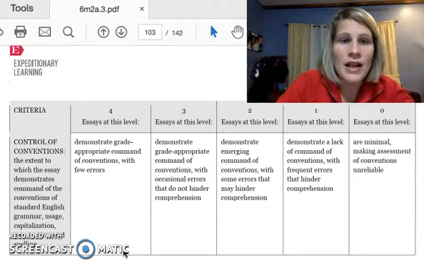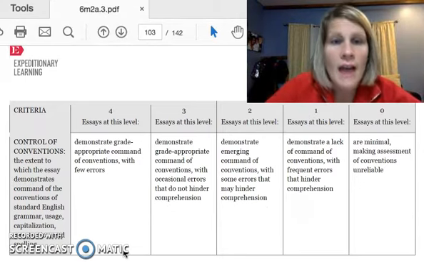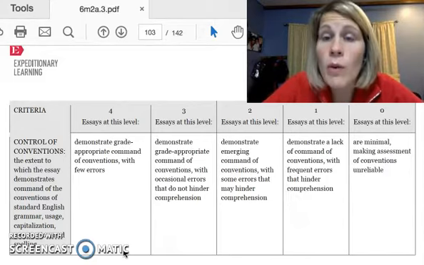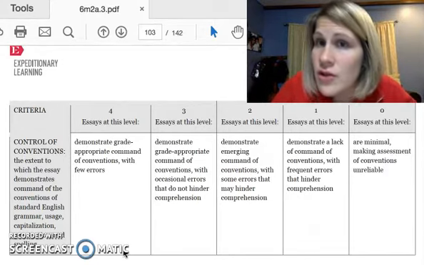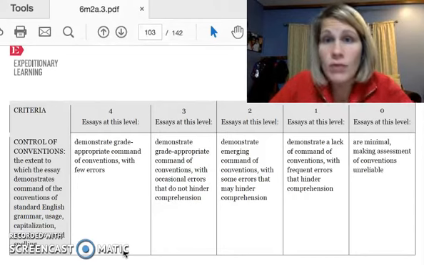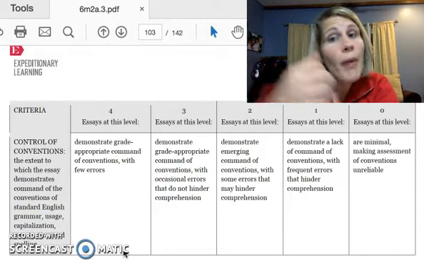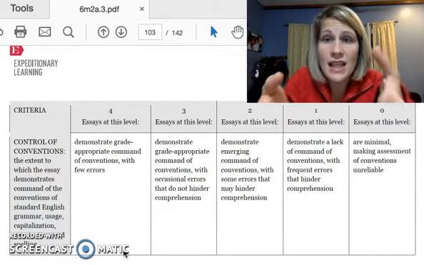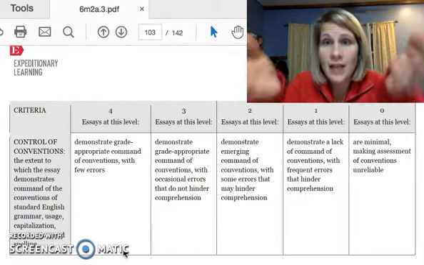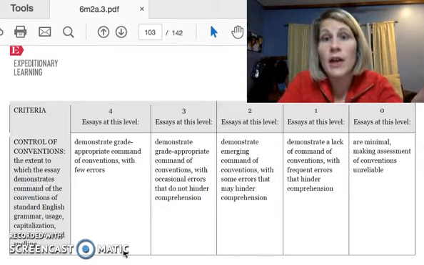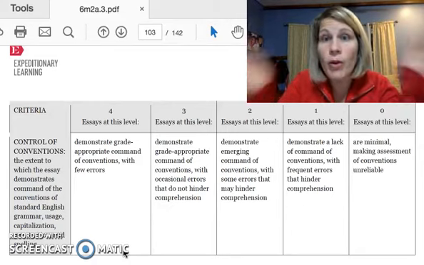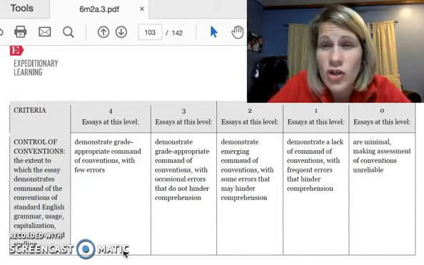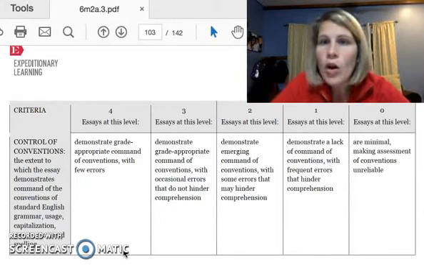The last one is the control of conventions. And this basically just means, did you proofread your work? And I'll tell you right now, 6th grade, you should know capitalization. You should know punctuation. If you are not proofreading for those things, if the letter I is not capitalized, if there are no periods for multiple lines, then you are not doing sixth grade conventions. So make sure that you go back and proofread your work. Go ahead and get to work.